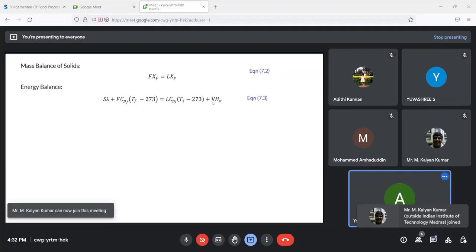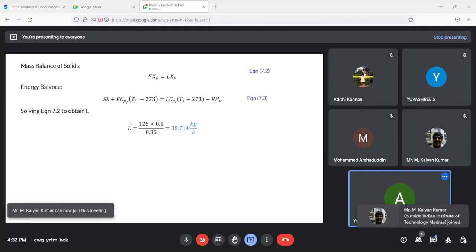So we have all the values for this. We have equation 7.2 to obtain L. We have F, XF and XP. From there we will calculate L. So L is 125 into 0.1 divided by 0.35. This will give you the mass flow rate of your concentrated product, which is 35.714 kg per hour.